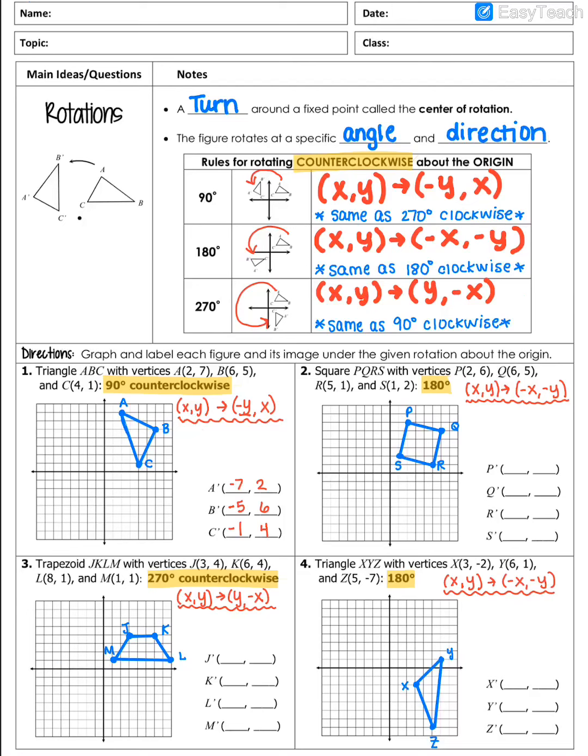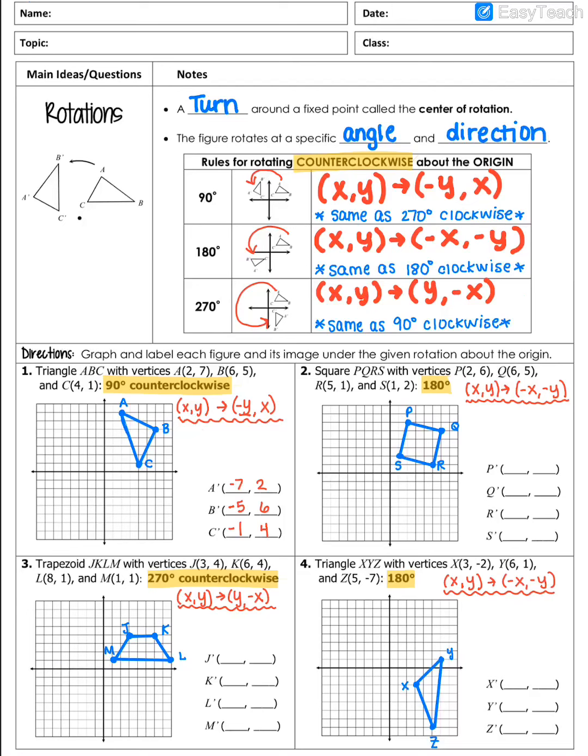So if it's a 90-degree counterclockwise rotation, what we do is we flip-flop our x and y from our original point, and we make the first number negative, or you could think of it as if it were already negative, it becomes positive. You're just going to change the sign to be the opposite on the first coordinate.